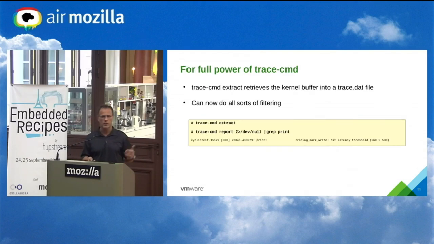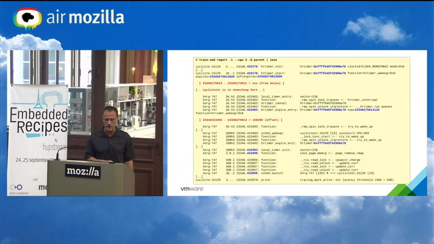Then I extract it with trace command into a trace.dat file, and that gives me full power to analyze everything, because now I have all the data in a single file. It's basically like a database. I can now sort it, filter it, do whatever I want. Also, I do a report and search for print. You'll notice it says trace marker write hit: hit latency threshold 560, over 500, greater than 500. That's what cyclic test wrote into the ring buffer. It happened on CPU 3, so let's just look at CPU 3.